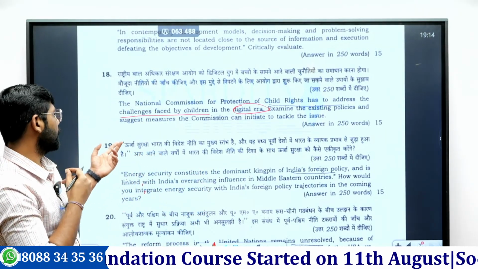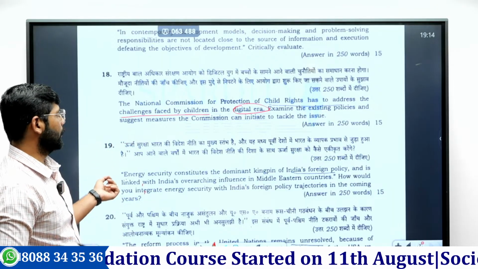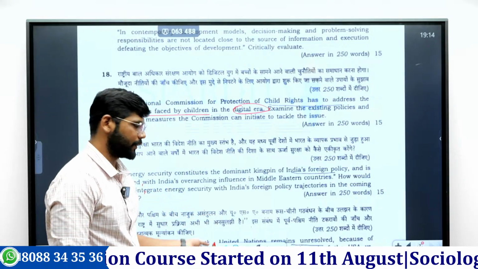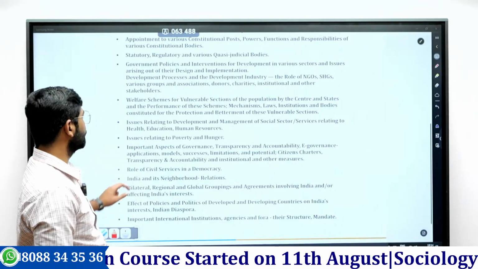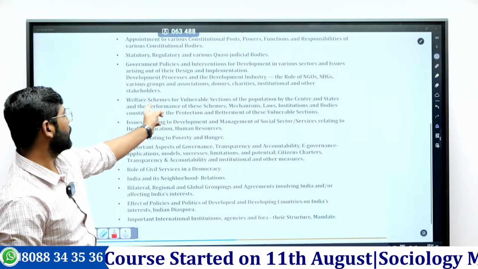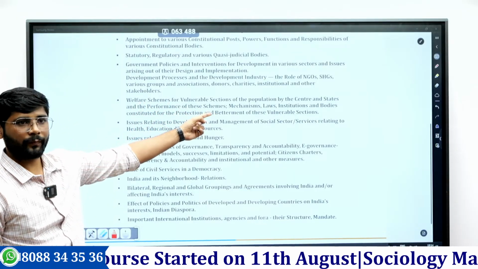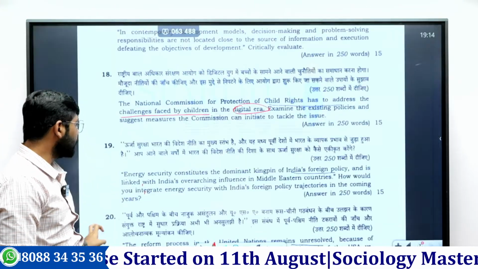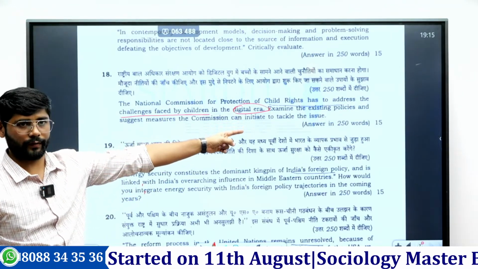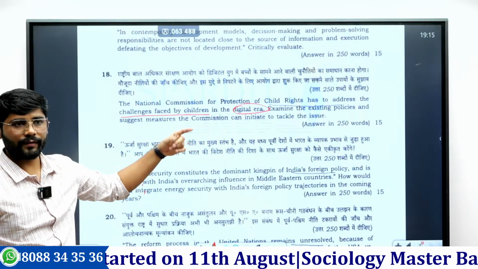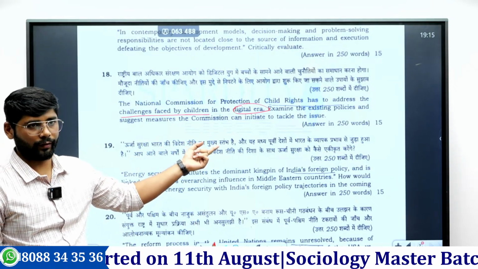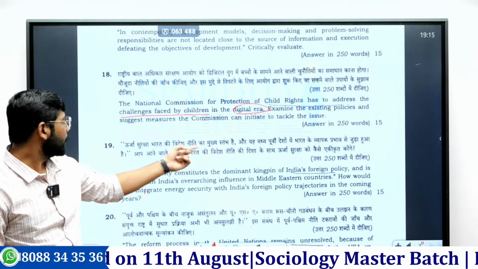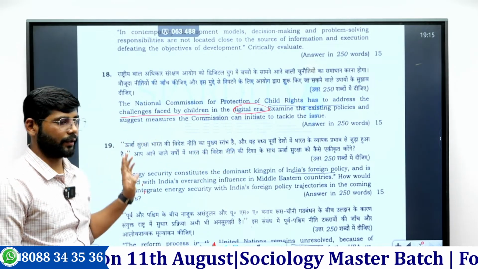Examine existing policy, suggest measures, the resources the commission can use to initiate and tackle the issue. Examine existing policy. Now this is again not a bouncer. Welfare schemes for vulnerable sections: as I told you, the child is one of the vulnerable sections. So again, this question, examine existing policies. Whatever policies are there for children, you can cover here. What we learn there, you can write here. And also suggest the measures the commission can initiate to tackle the issue.